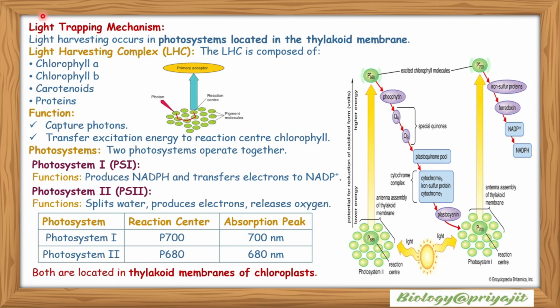Photosystems. There are basically two photosystems. Photosystem 1 produces NADPH and transfers electrons to NADP plus, and photosystem 2 or PS2 splits water, produces electrons and releases oxygen. Photosystem 1 reaction center is P700 and absorption peak is 700 nanometer. Photosystem 2's reaction center is P680 and its absorption peak is at 680 nanometer. Both of them are located in the thylakoid membranes of chloroplast.